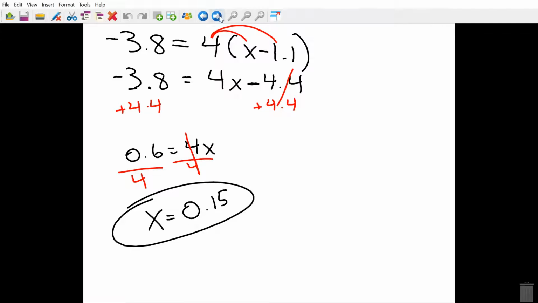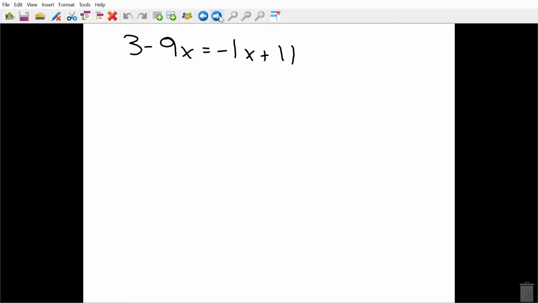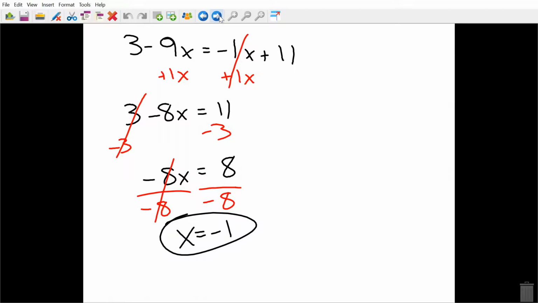Next question. 3 minus 9x equals negative 1x plus 11. Give it a try. The answer is negative 1. So the first step is to gather the x's together. This is negative 1x, so I added 1x to both sides. Then I move the 3 over here to help isolate the x. Divide both sides by negative 8, and I'm done.